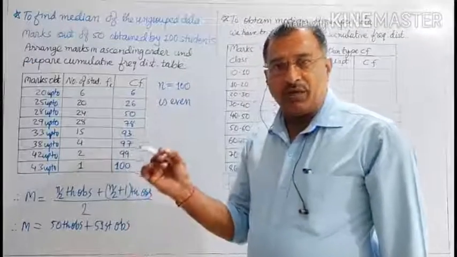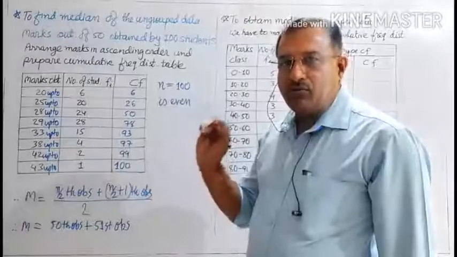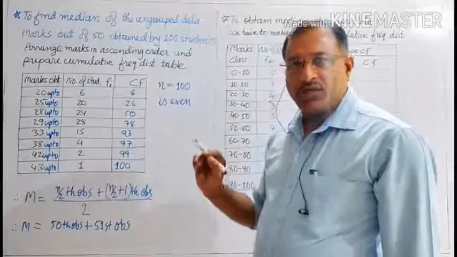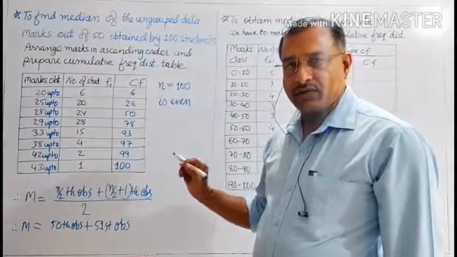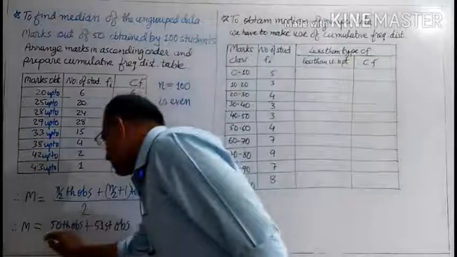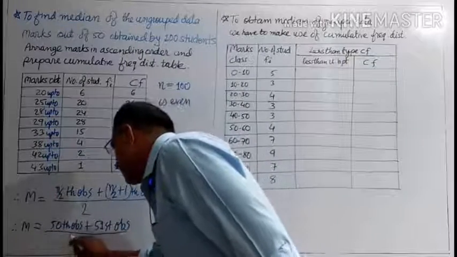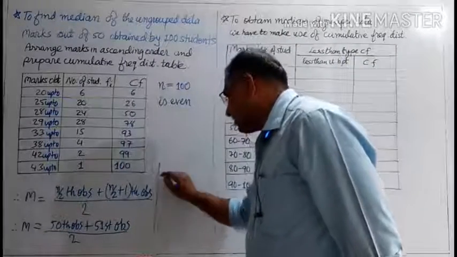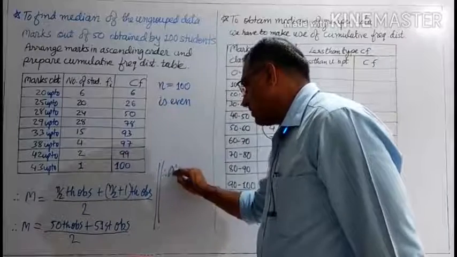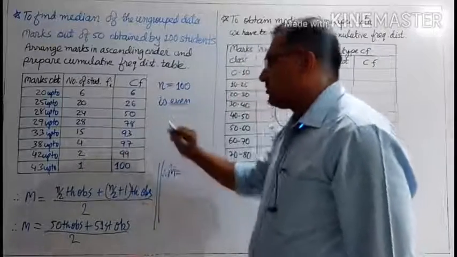Here we cannot have one middlemost. If n is odd, then we can have only one middlemost observation. That is n plus 1 divided by 2, you will get exactly middlemost observation. But here there are 2 middlemost observations, so we have to take average. And therefore, here we will get median is equal to 50th observation now.